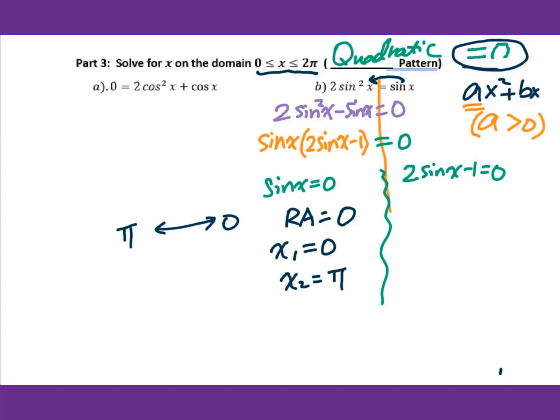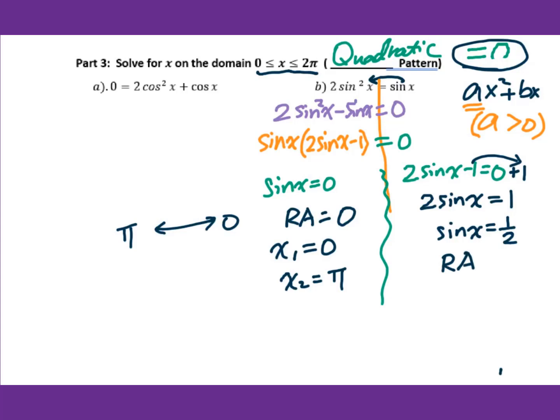For 2 sine x minus 1 equal to 0, this is a linear pattern, so we isolate. Add 1, then divide by 2. You will get sine x equals 1 over 2.